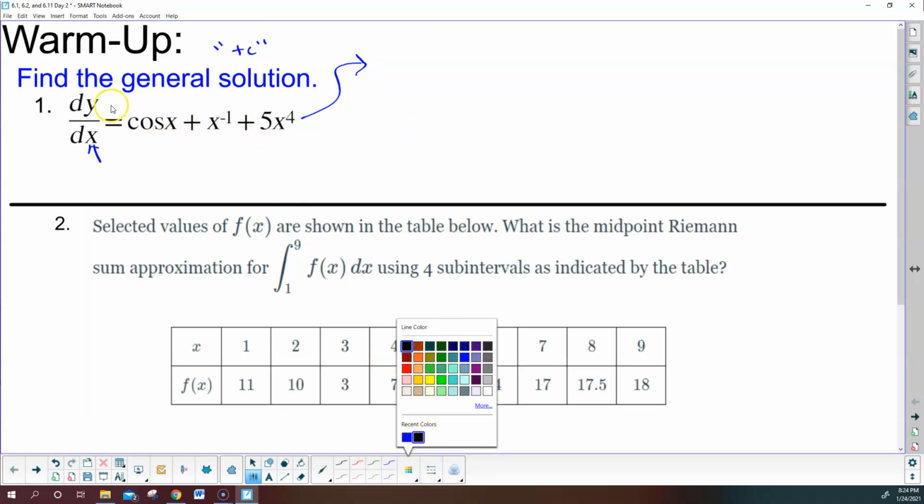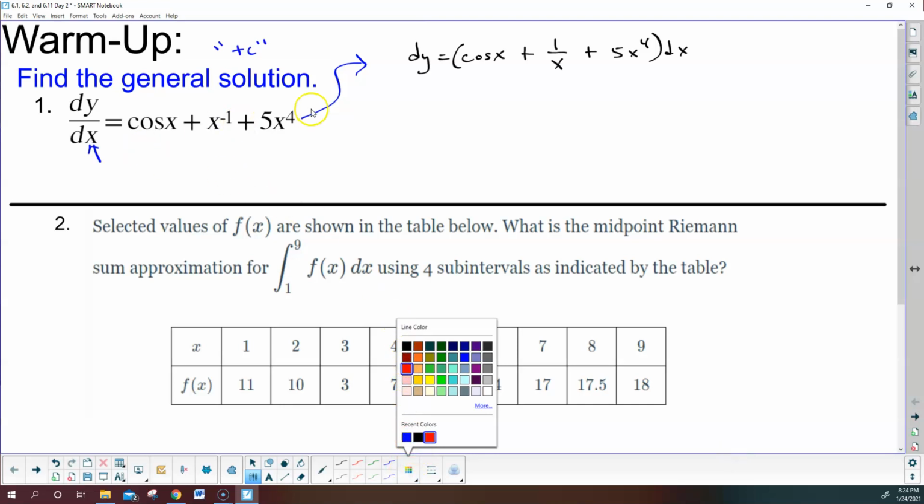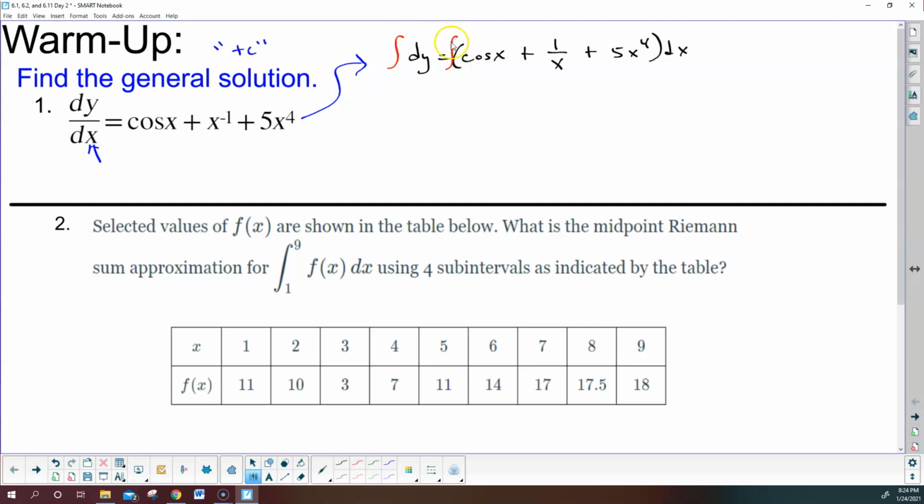So what I'll do is rewrite this first as dy equals cosine of x. And then instead of x to the negative 1, I want to think of that as 1 over x. And then we've got 5x to the fourth, and we're officially taking dx of this entire side. Now, our job is to find the general solution, which is the antiderivative. And we introduced that little squiggle symbol called the integral. We're going to be making connections all day today with how and why we use this and what it means.